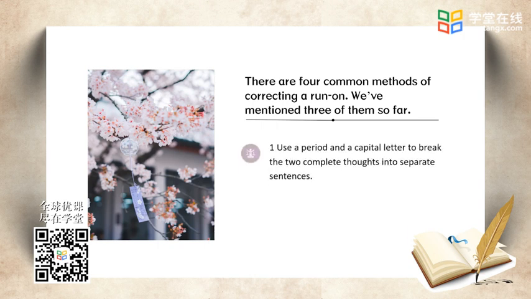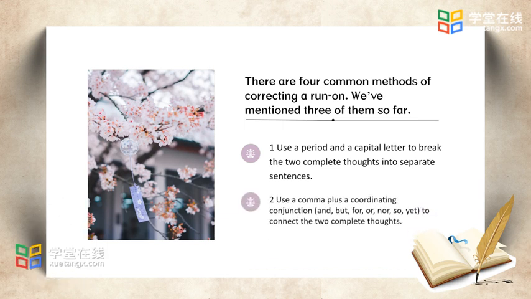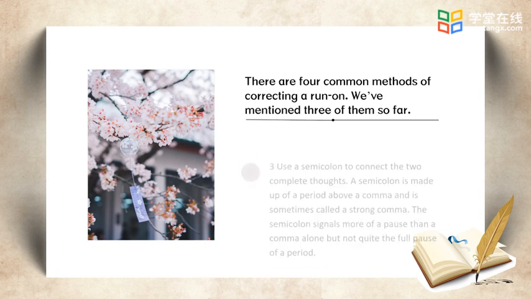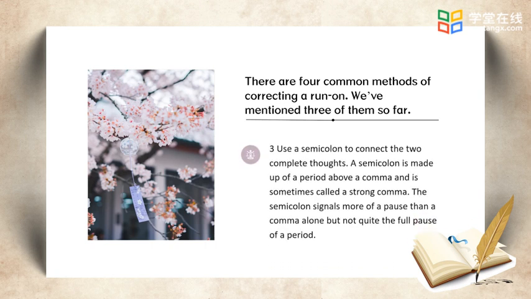Number 1, use a period and a capital letter to break the two complete thoughts into separate sentences. Number 2, use a comma plus a coordinating conjunction to connect the two complete thoughts. Number 3, use a semicolon to connect the two complete thoughts.